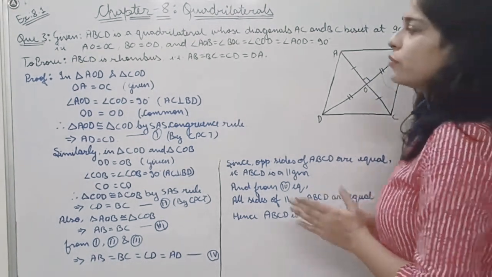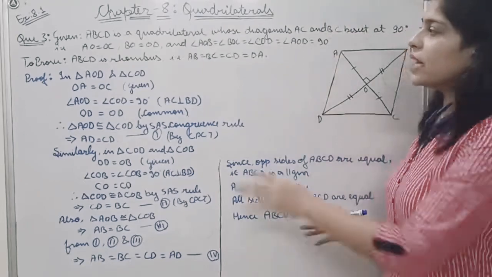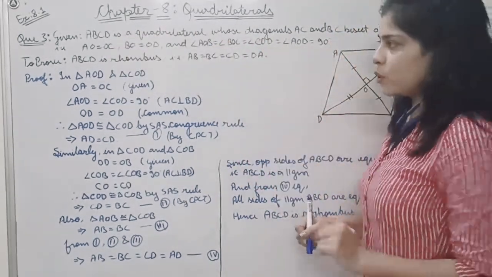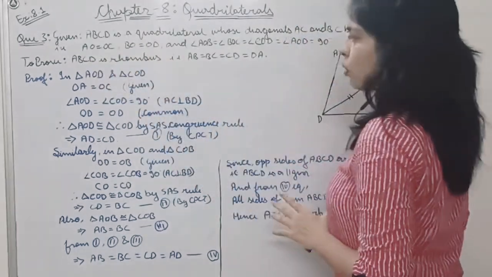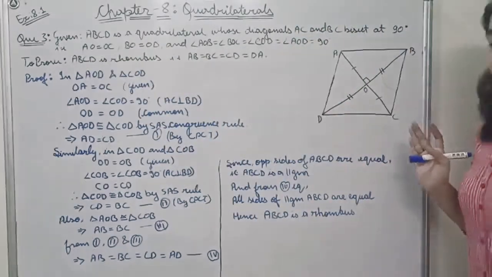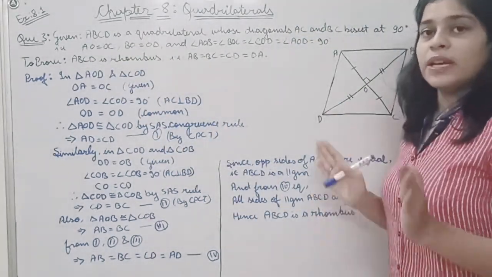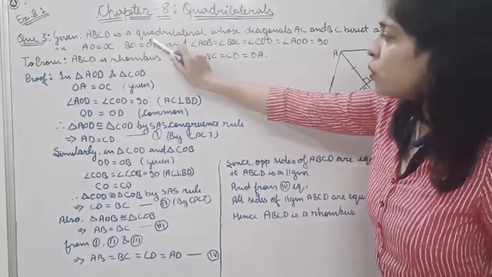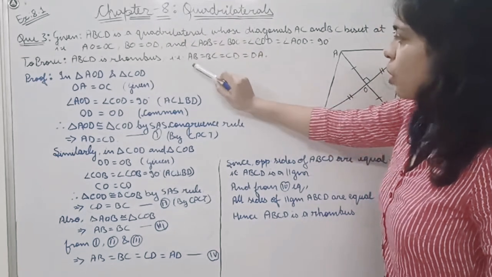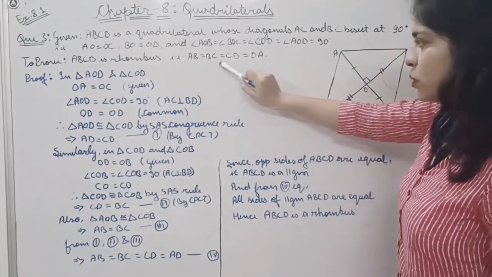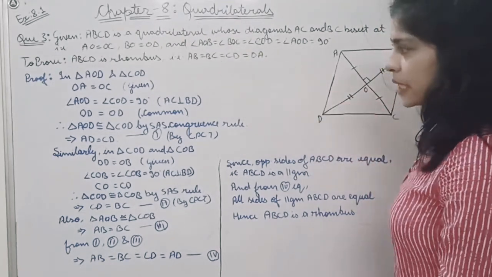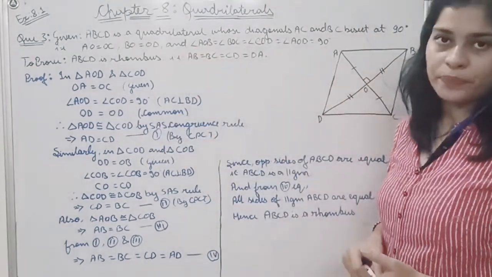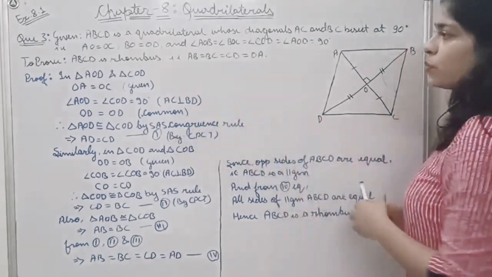Now further, what we have to prove? We have to prove that this quadrilateral which we have assumed with these properties is a rhombus. Means ABCD is a rhombus. That is, rhombus is a parallelogram in which all the sides are equal. Means we have to prove that in quadrilateral ABCD all sides are equal, AB equals to BC equals to CD equals to DA. And before this we have to prove that this quadrilateral is a parallelogram. Now come to the proof.